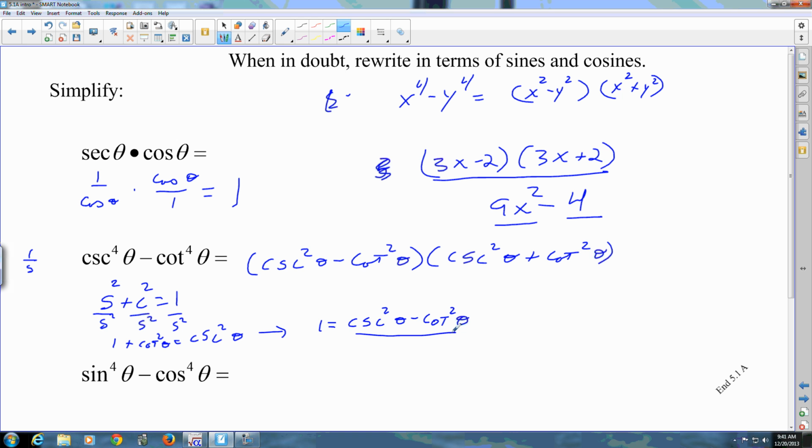Cosecant squared theta minus cotangent squared theta is worth 1. So this is worth 1. So your final answer is the cosecant squared theta plus cotangent squared theta. That's what this would simplify to. This simplifies to cosecant squared plus cotangent squared.